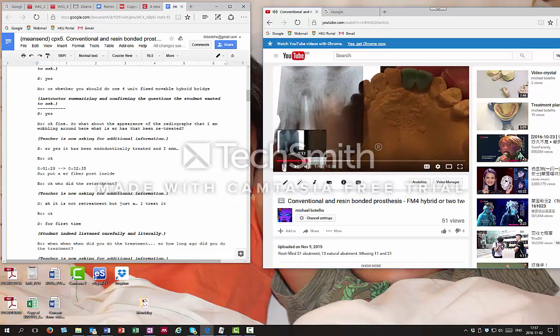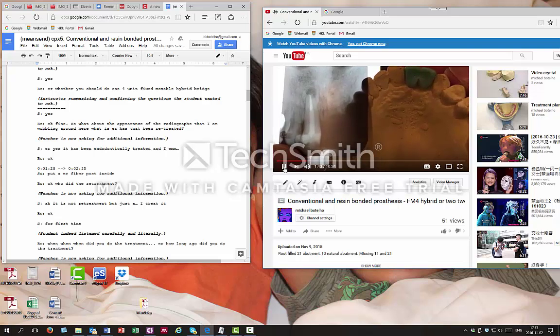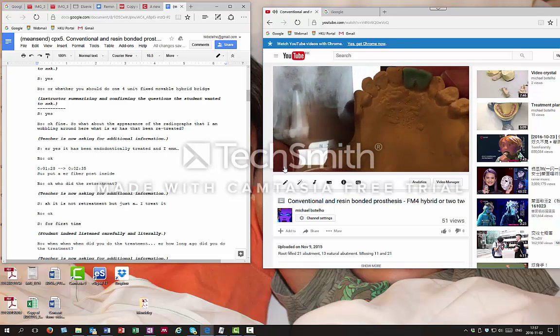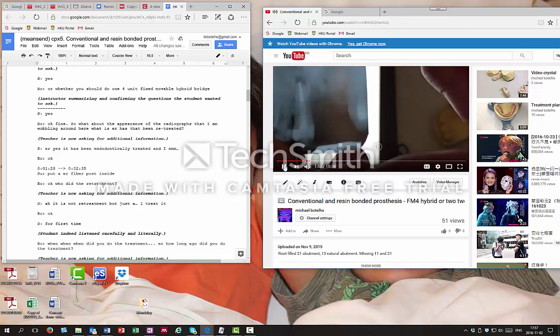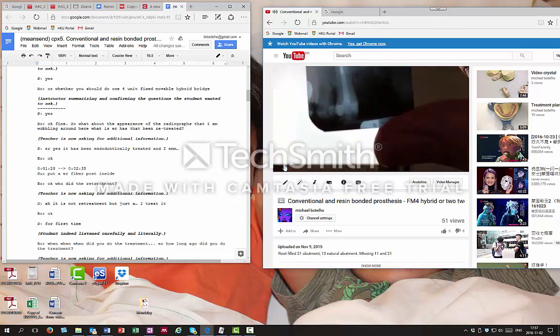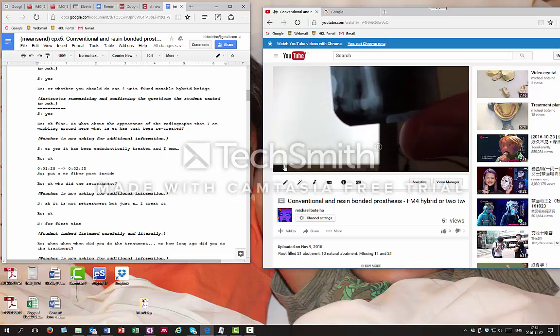Okay, and when did you do the treatment? How long ago did you do the treatment? About 1 year. Okay, and this radiograph is taken recently? Yeah, recently. Okay, and where's the pre-op radiograph? The pre-op? Or the one of the earlier radiographs that you have there?